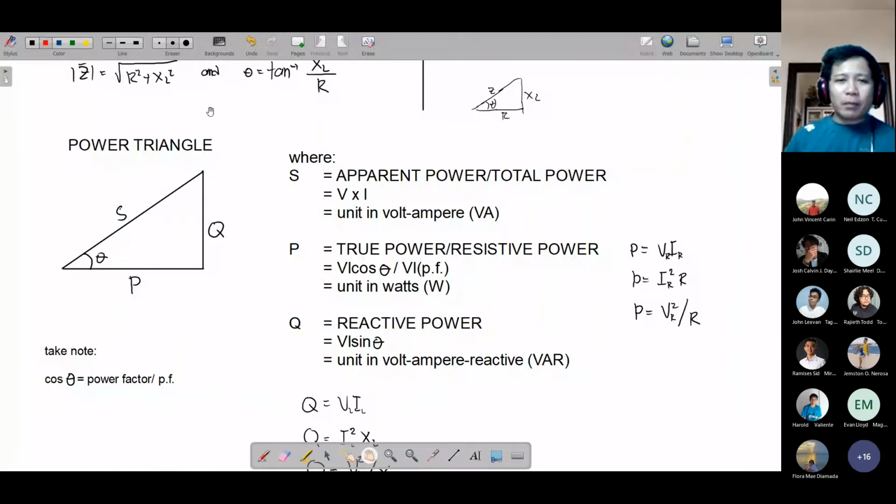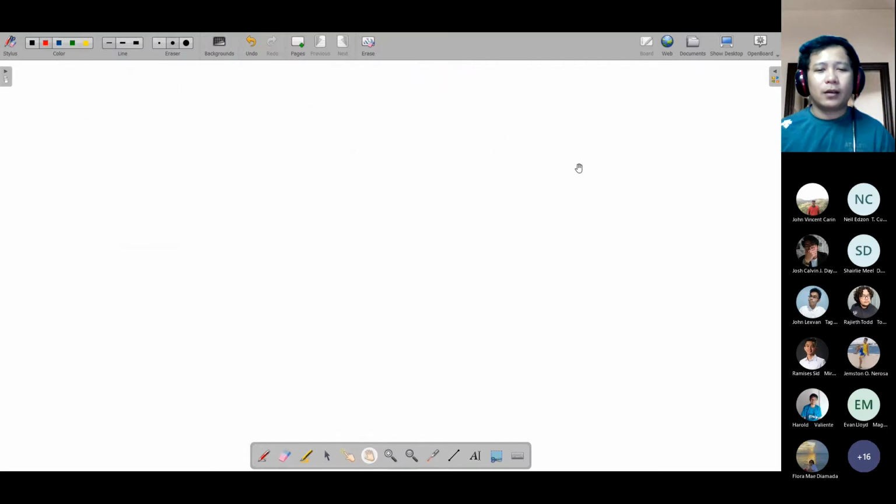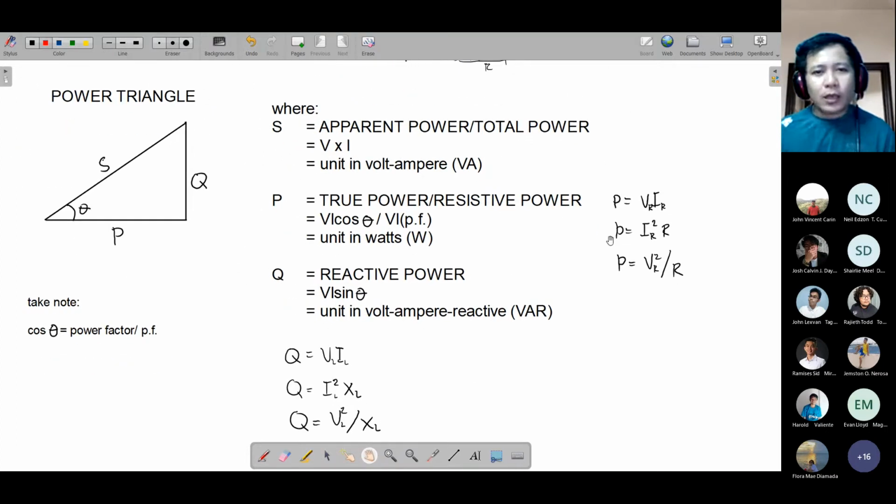Okay? Now, aside from changes in voltage and changes in resistances, there are also changes in power. We have here the power triangle. Now, in AC circuits, there are 3 different types of power. There are 3 different types of power in AC circuits. I already explained and introduced this before. In DC, there is only one kind of power, which is watts. But in AC, there are three kinds of power.